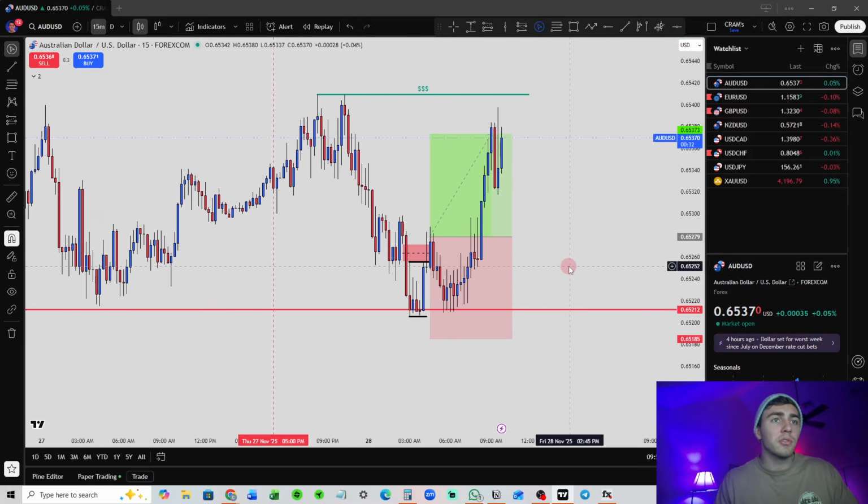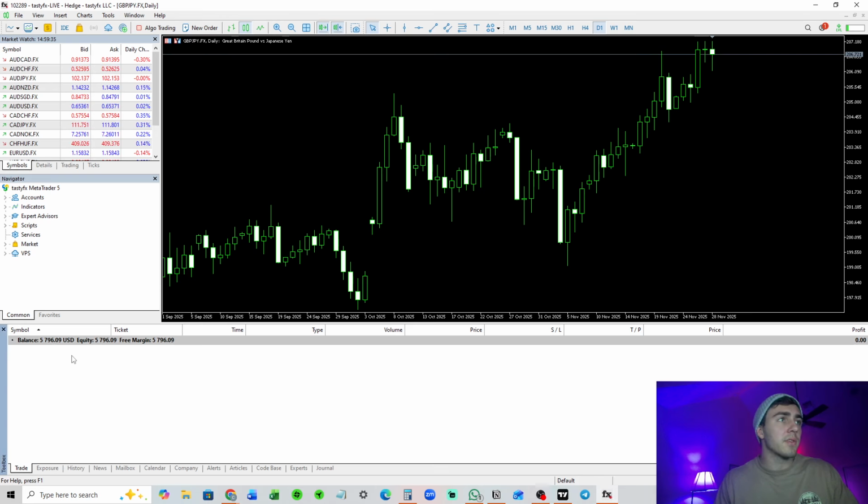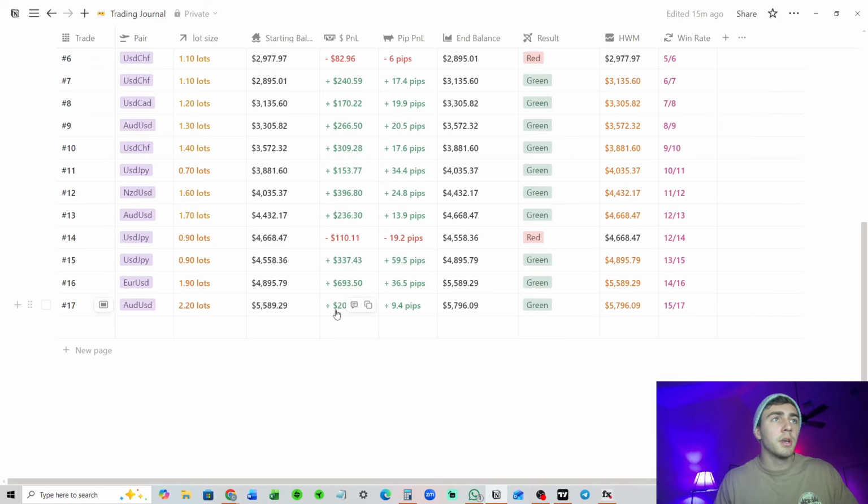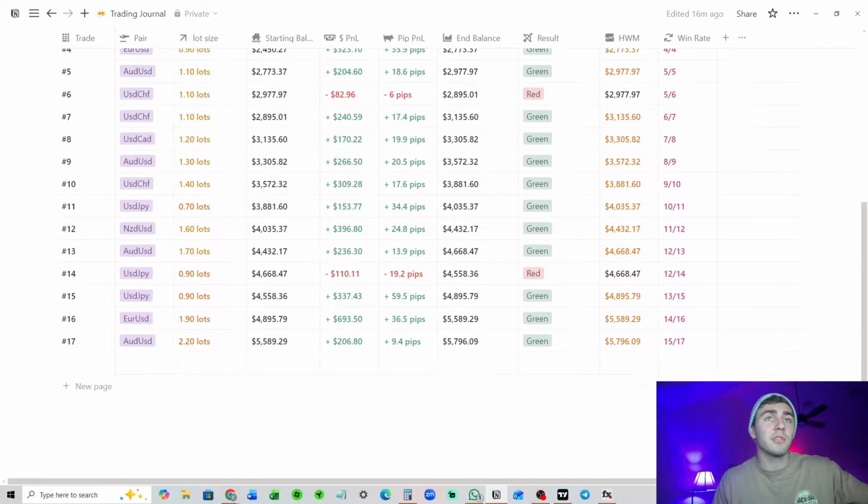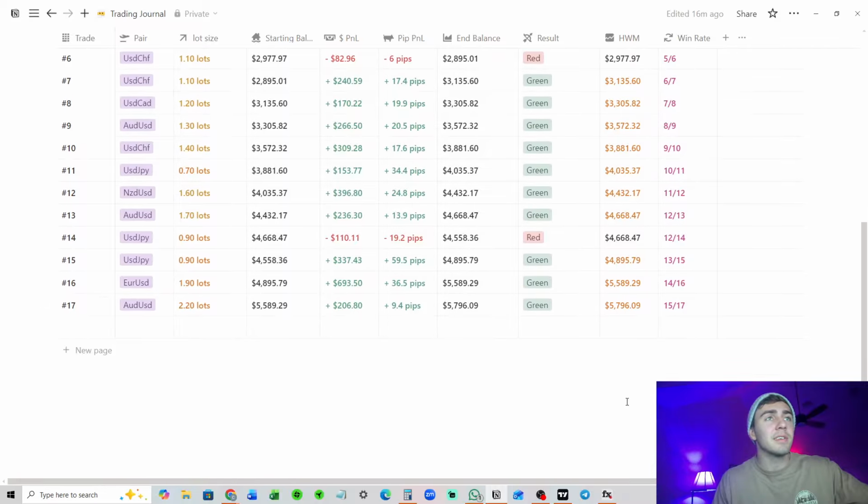It was a super simple, super easy trade. And I don't even know if I showed the account yet. 5,796, and then the account, $206.08 trade. Sorry if I already showed this. I'm kind of going faster than my own good. But yeah, 9.4 pip trade, up at our high water mark, almost at 6,000. 15 out of 17, absolutely insane.